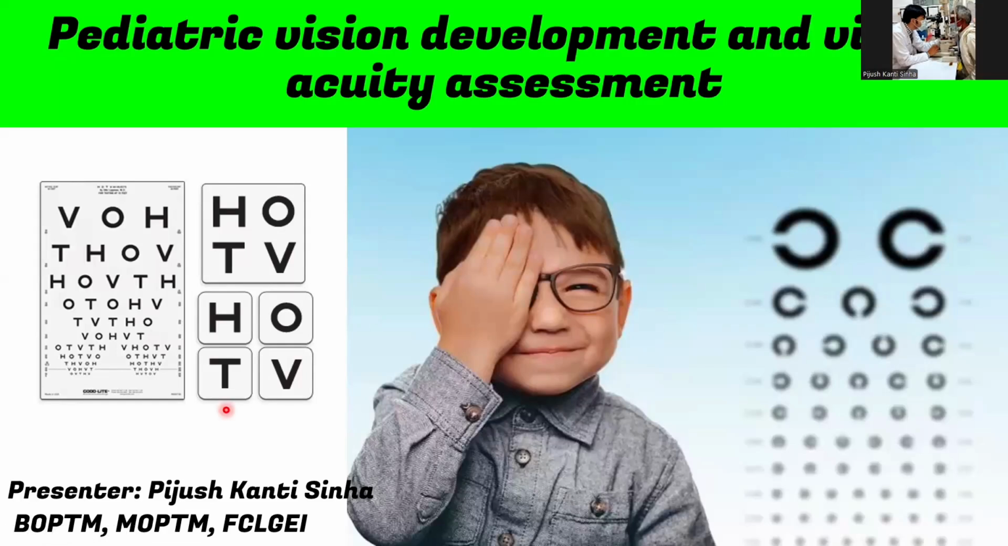So today I will be discussing pediatric vision development and the vision charts used to assess visual acuity in children. As optometrists, it's important for us to understand how vision develops from birth through childhood, because the visual system is not fully mature at birth. It gradually develops as the child grows, and at each age we use different types of charts and techniques to evaluate their visual performance. So in this presentation, I will take you through the stages of vision development and explain which visual acuity tests are appropriate for each age group.